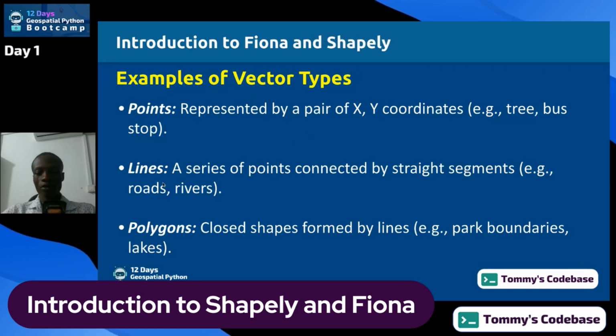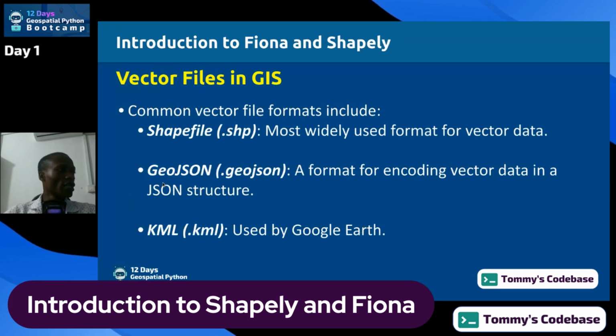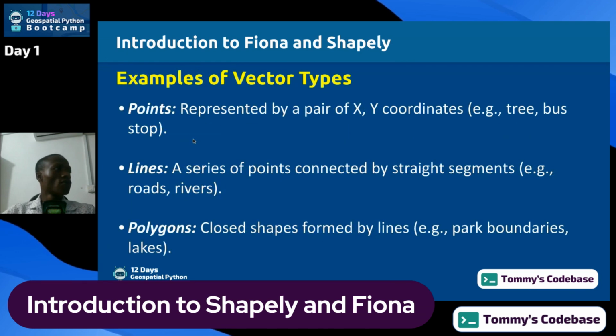And there's also the KML, which is used by Google Earth to represent its vector data sets. Also, some examples of vector data types: I told you that at the core, we can break them into three, being points, lines, and polygons. And every vector file that you'll be using is composed of one or more of these. So this is vectors in their basic forms.